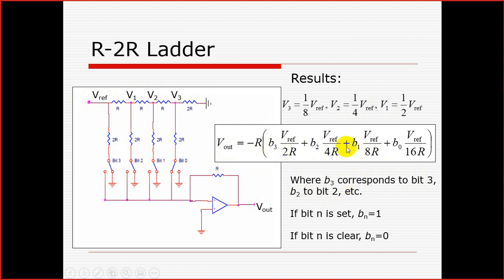Okay. V3, V2, V1, and V0. So this is the first bit, second bit, third bit, and fourth bit. If bit N is set, Bn equals 1. If bit N is clear, Bn equals 0. Set means, if you get the term set, set a bit, it means set to 1. If you get the term clear, clear the bit, it means it becomes 0.